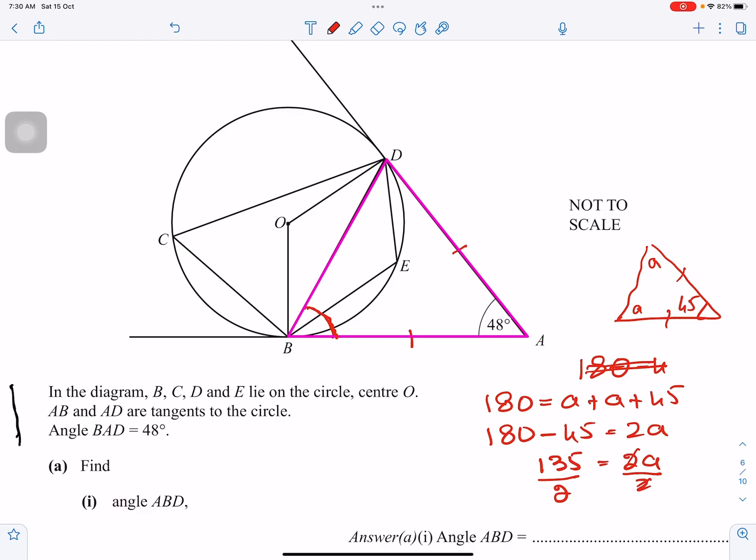And what you will do with this answer? You will definitely write it down in what? In the space provided to you. So it is 67.5. Oh my God, I just realized my mistake. Can you tell me what is my mistake?